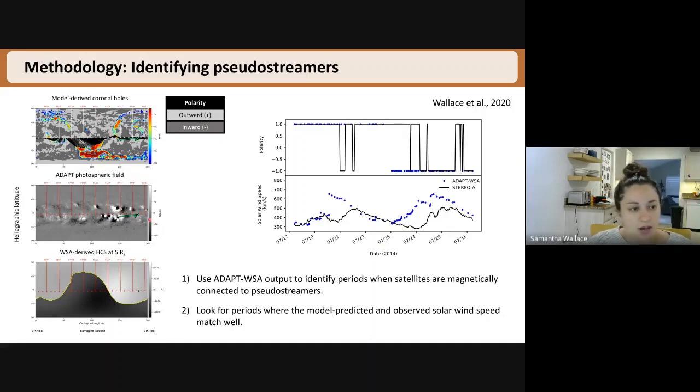And then you have the middle panel, which is the ADAPT photospheric field, the input map that drove the model solution. And the bottom panel is the WSA-derived coronal field at 5 solar radii, and you have the heliospheric current sheet, of course.